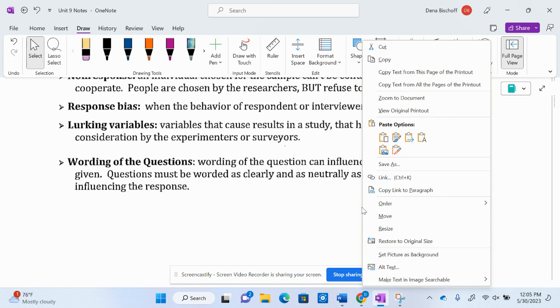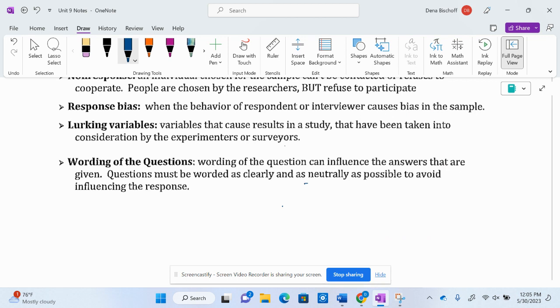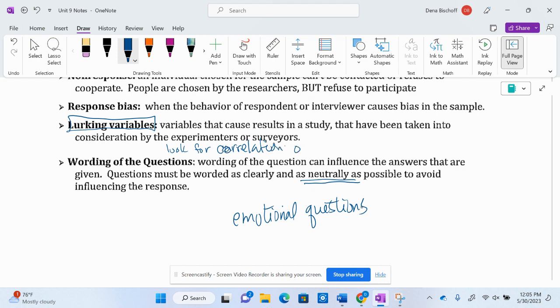So here's what I'm going to write. For wording questions, it says to word them as neutrally as possible. So asking emotional questions is a big wording issue that you'll see. And then lurking variables. This is when you look for correlation or cause.